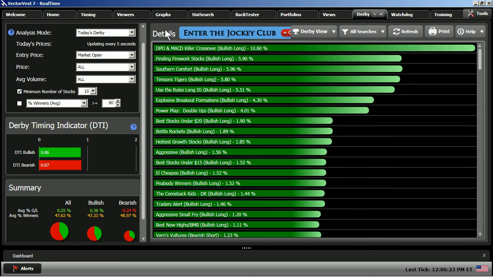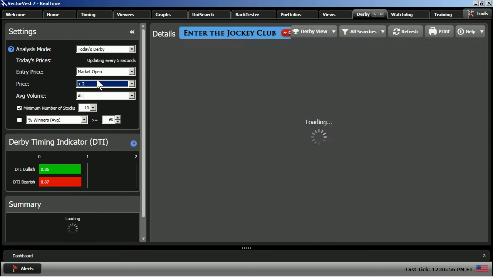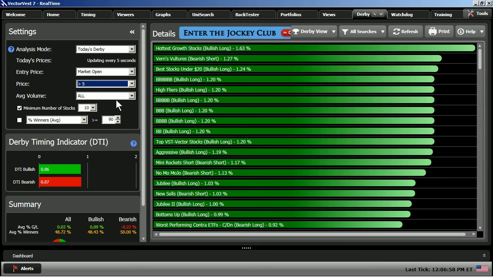In the Derby, this tool tracks roughly 180 strategies every single day. And what the Derby Timing Indicator does is look at every combination of price and volume filters. So all in all, it looks at stocks in the Derby greater than $1 with an average volume greater than 100,000 shares. You can see if you drop down this menu, there are different price filters you can use. If you wanted stocks greater than $2, greater than $5, and so on, you can simply click on the arrows here and change those filters. I'm going to go back to all.